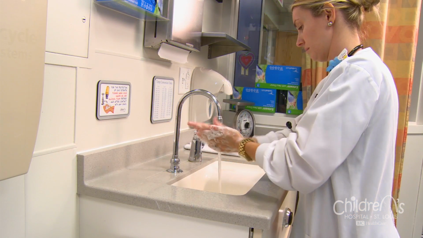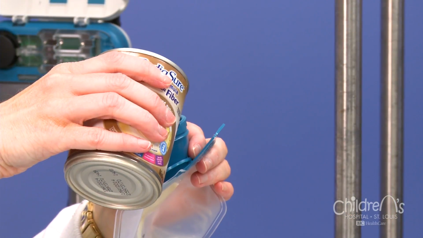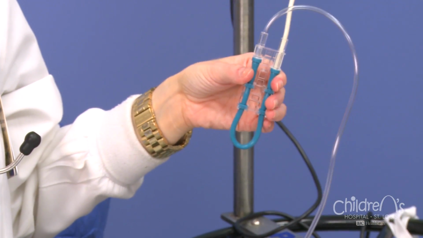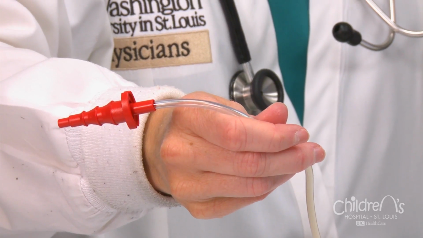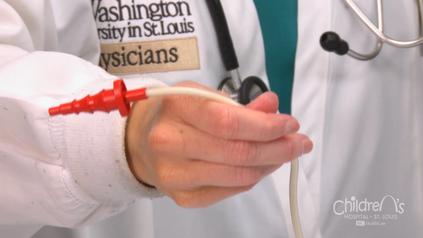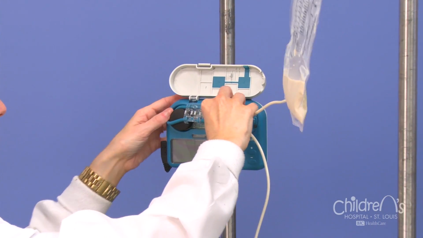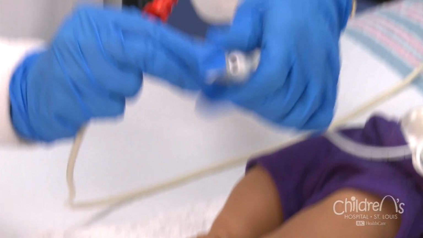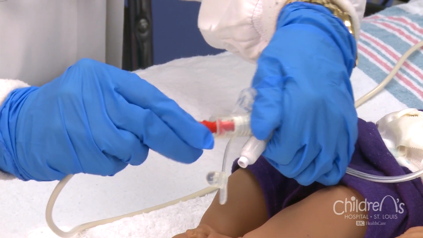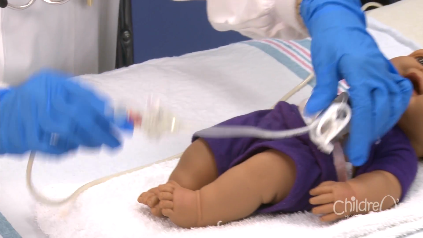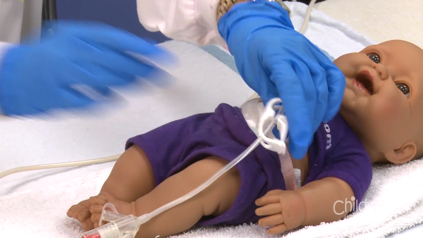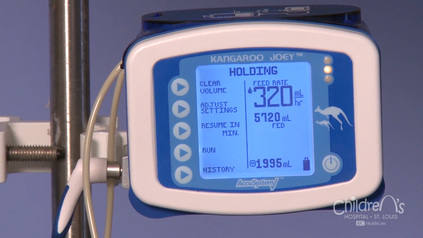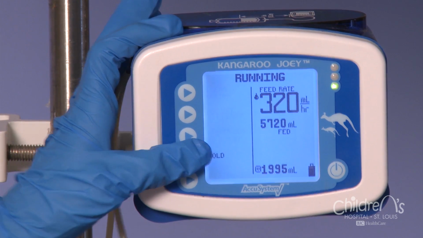Wash your hands. Pour the amount of formula needed into the feeding bag. Open the clamps of the feeding bag. Fill the tubing with formula. This is called priming. Then close the clamps when the formula reaches the end of the tubing. Place the pump tubing into the pump and then attach the tube after removing the cap or rubber band. Open the clamp on the gastrostomy tube and pump tubing. Check the rate of the pump. Start the feeding pump. The feed will then run over however many hours you have been instructed.